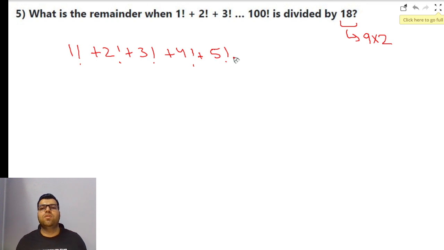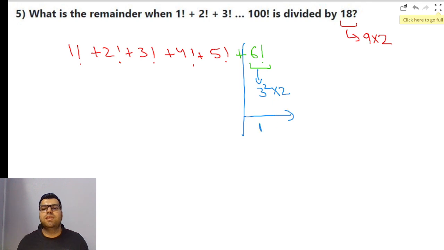So 5 factorial will not have a 9, because it has only 3 raised to power 1. The moment you come to 6 factorial, you have all the things. It has 3 raised to power 2, because 3 and 6 will give 3 raised to power 2, and of course at least one power of 2 is there. So from 6 factorial onward, every number is divisible by 18. We just need to take into account the first 5 terms.